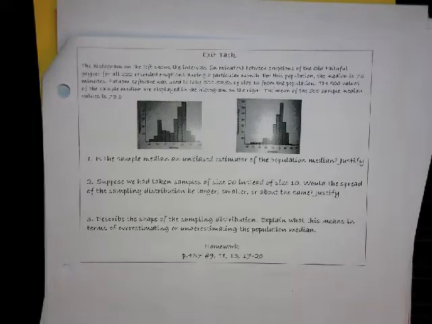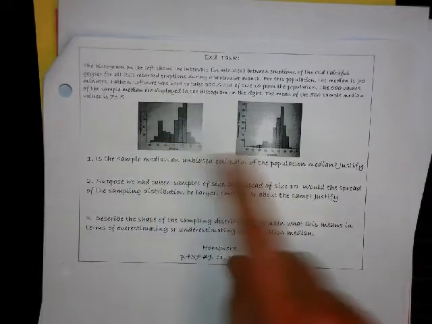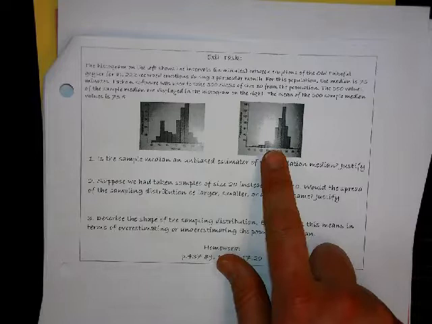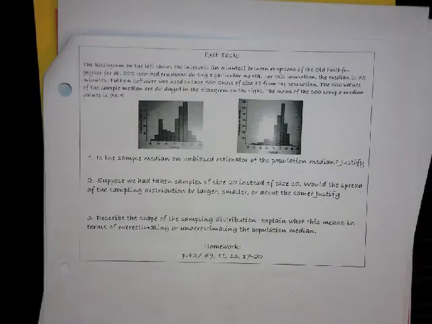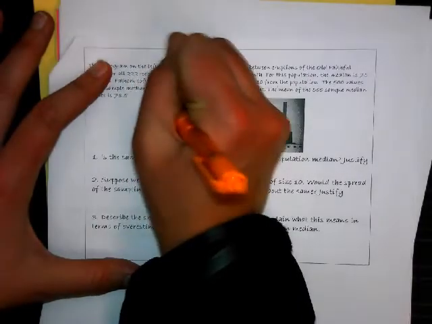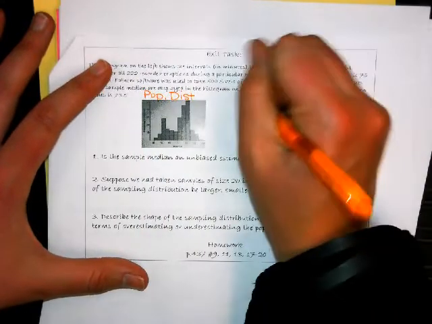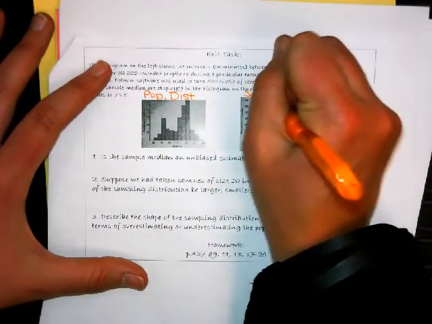So we have our population distribution on the left. We have our sampling distribution on the right. The mean of the 500 sample median values is 73.5. So we might just want to make a quick note. This is our population distribution. And this is our sampling distribution. We're told the median is 75 minutes.